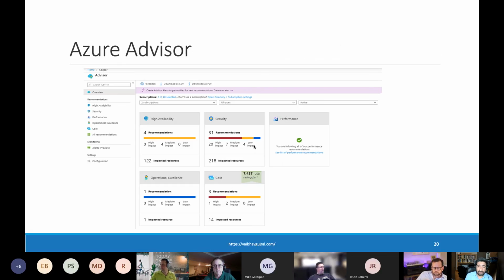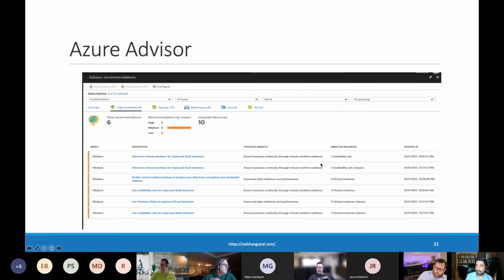Another tool that you can leverage is Azure Advisor. It analyzes your resource configuration and usage telemetry. It recommends solutions that can help you improve across your 5 pillars. As you can see on the screen, it is showing 5 different wizards, one for each of the pillars. For example, if you pick security, it's saying there are 31 recommendations under the security pillar. 20 of them are high impact, 7 are medium impact, 4 are low impact. I can further go and drill into each of them.